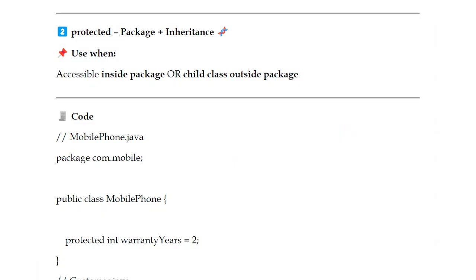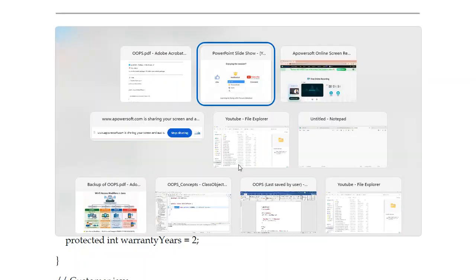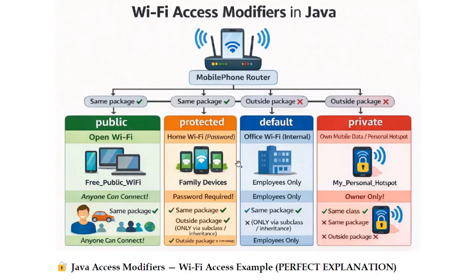Added to this, one more access modifier gives the option to access inside the package or outside the package, but only through inheritance, only through a child class. We will discuss inheritance in the forthcoming sessions. Now just try to understand what is happening. First I'll show you a real-time example, then you can easily understand.